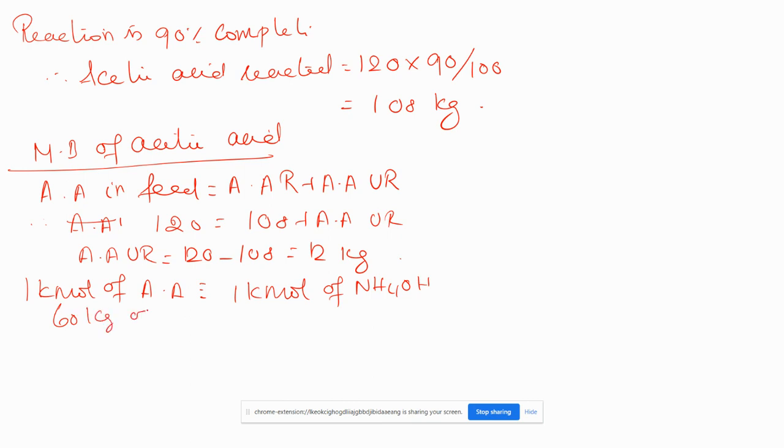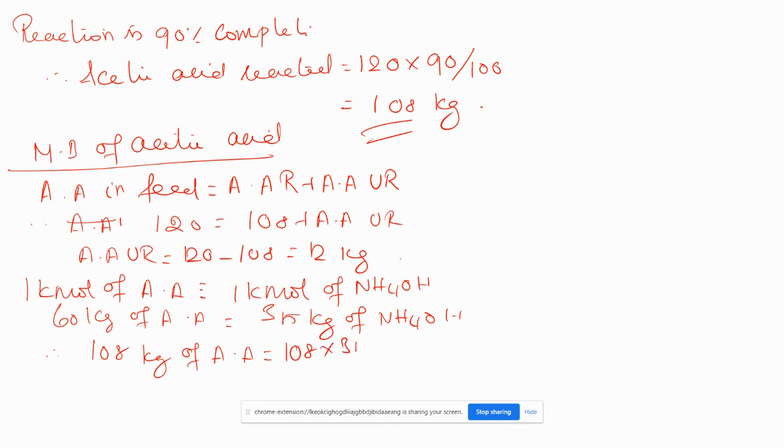So for 60 kgs of acetic acid, as per molecular weight, you will be having 35 kgs of NH4OH. So therefore for 108 kgs of acetic acid, you will be having 108 into 35 divided by 60. So you will be getting 63 kgs of NH4OH reacted. So we have found the NH4OH reacted.